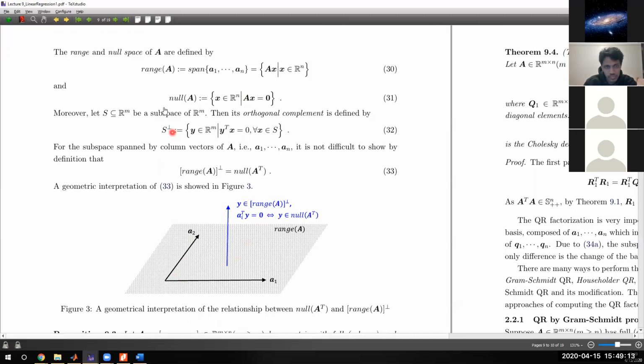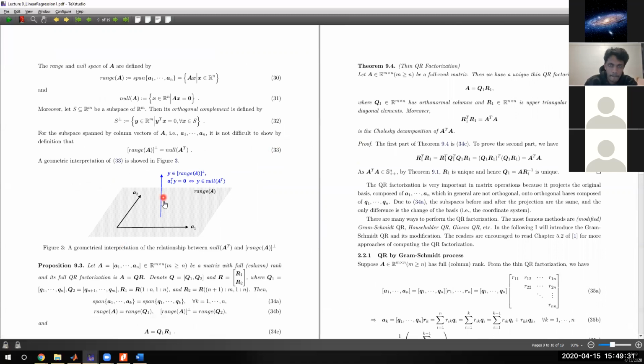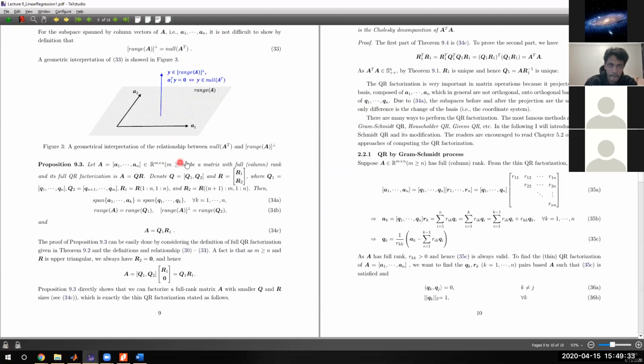In this case, have a look at the null space definition. Get a point here? That's why your Y must be the null space of AT. And that's the reason why this equation 33 holds. Clear? Okay, so why do we need to see this? Because after this, we can explain the thing QR factorization.